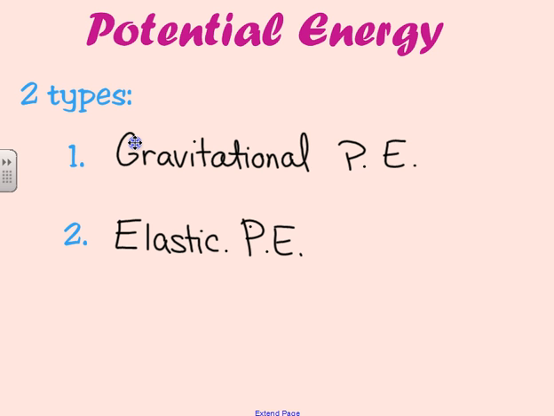Gravitational potential energy is all about the object's position relative to some reference level, and it refers to the fact that an object could fall depending on where it is. Whereas elastic potential energy is potential energy associated with deformation, often dealing with springs, when a spring is stretched or compressed. We'll learn more about each of these two types, starting with gravitational potential energy.